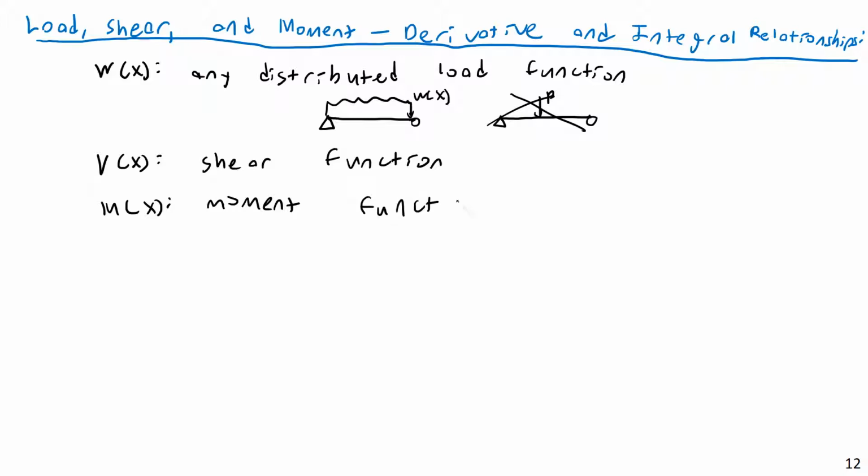The relationships between these are as follows, the calculus relationships. V of x is going to be equal to the negative integral of W of x dx. And why the negative? Well, this comes down to 2 things. Actually, I should probably also list the derivative relationships. W of x equals the derivative of V of x. I'll come back to the previous thought in a second.